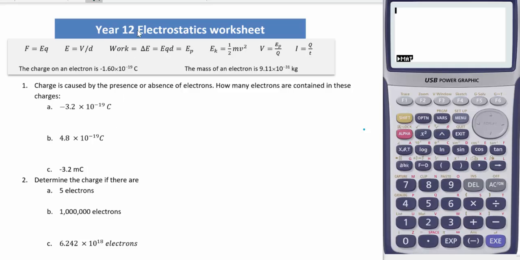In this video, we're going to fly through the answers to this Year 12 electrostatic summary sheet. So let's kick off. Charge is caused by the presence or absence of electrons.